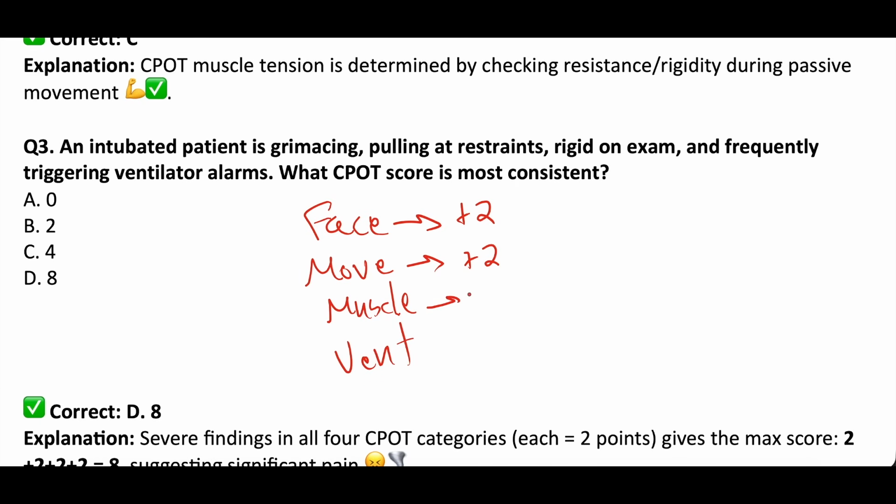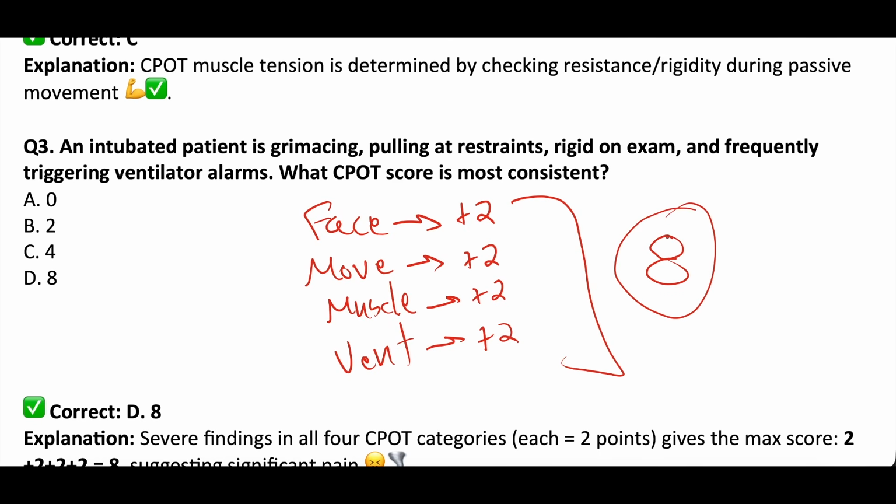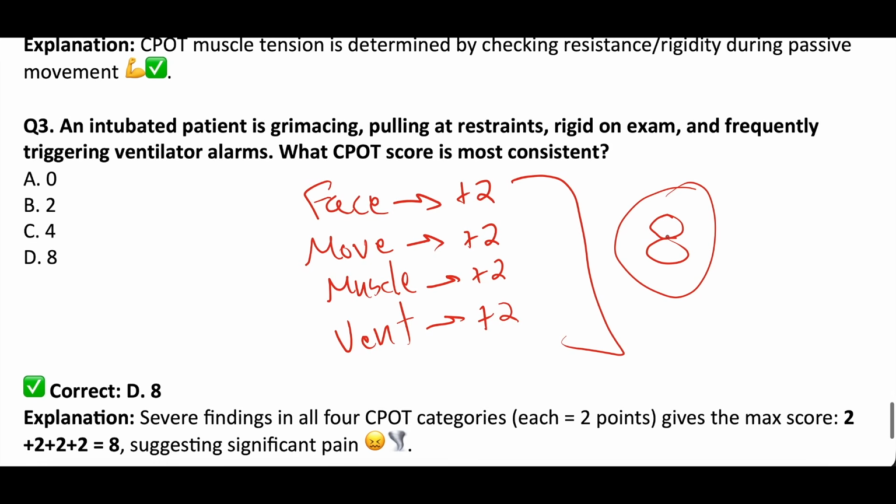Okay, muscle tension: they're rigid, right? Rigidity is +2. Some resistance is +1, and loose and relaxed is 0. And then they're frequently triggering alarms. No alarms is 0. Alarms every once in a while with suctioning is +1, and frequently triggering alarms is +2. So this is a CPOT score of 8, which suggests they're probably in pain, and pain should be treated.